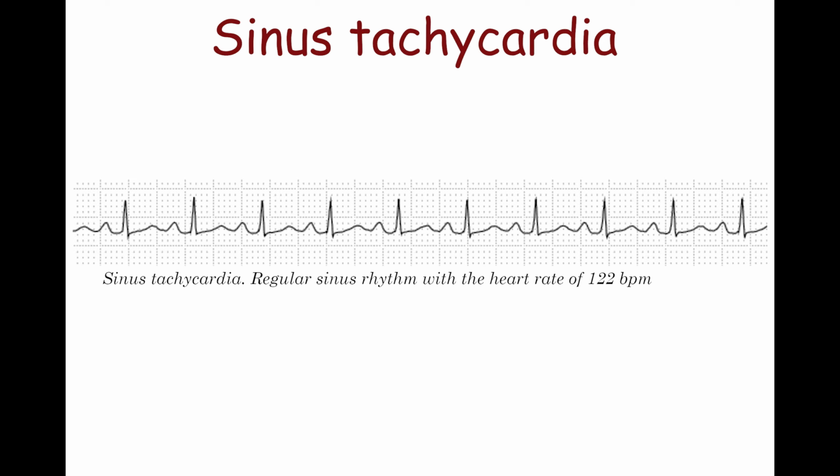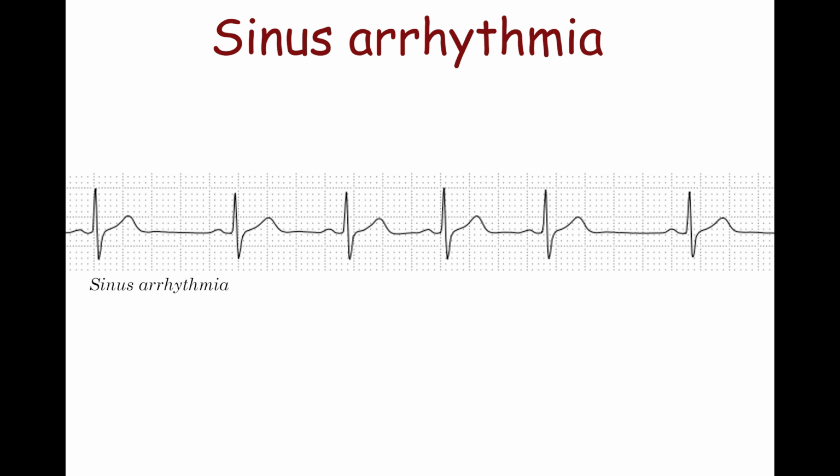If the heart rate exceeds 100 beats per minute and P waves precede each QRS complex, sinus tachycardia is diagnosed. For example, this ECG shows a regular sinus rhythm with a heart rate of 122 beats per minute. Sinus arrhythmia is characterized by irregular PP intervals resulting in an irregular ventricular rhythm. Variation is greater than 10%. Often, the PP intervals gradually shorten and lengthen depending on the phases of the respiratory cycle. In such cases, respiratory sinus arrhythmia is diagnosed.